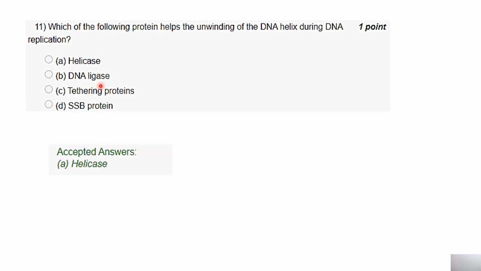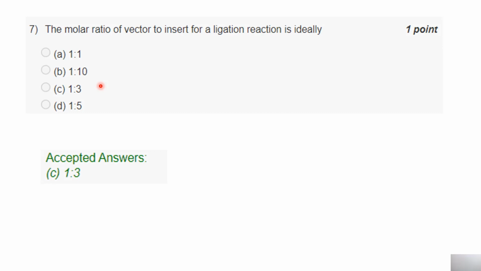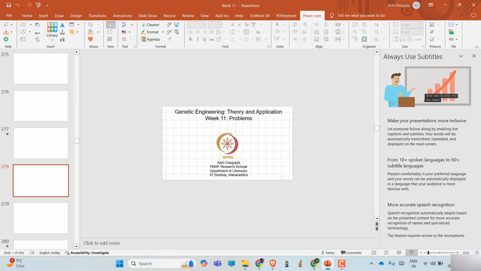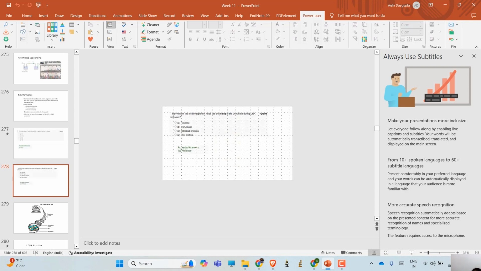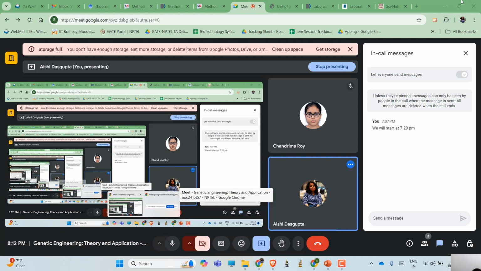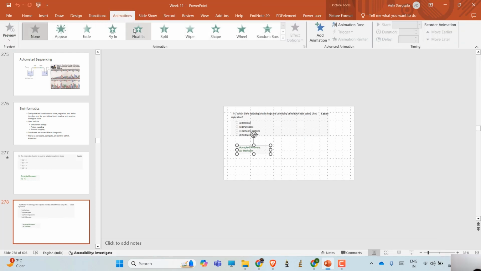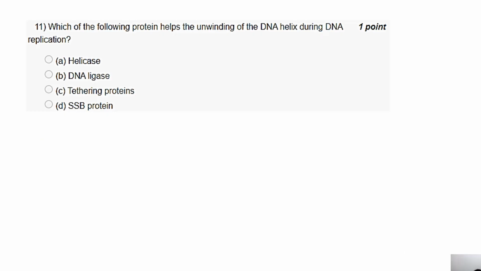for today. The next question is: which of the following proteins helps the unwinding of the DNA helix during DNA replication? Which of the following proteins helps the unwinding of the DNA helix during DNA replication? Helicase, DNA ligase, dithering proteins, or SSB? SSB are basically single strand binding proteins. So, which one do you think will be right?